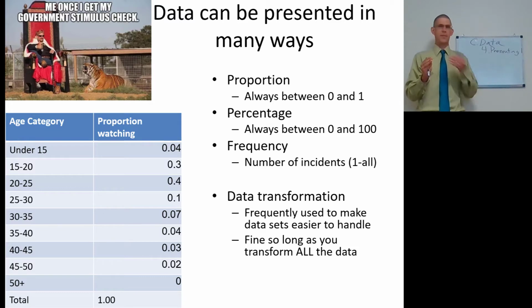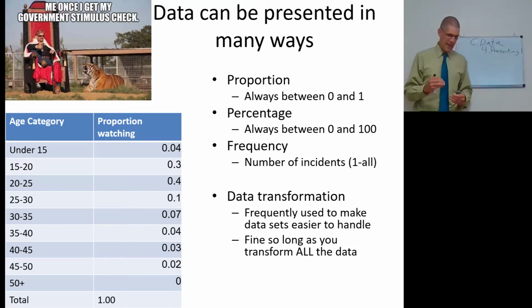So never say proportion when you mean percentage, never say percentage when you mean proportion, and never say either when you mean frequency. The frequency is just the number of incidents. If I collected 1,000 individuals and found that the most frequent age is 34, that's a frequency measurement, and I might find 359 people are age 34. That's the number of incidents. So again, proportion is between 0 and 1, percentage is 0 to 100%, and frequency is the number of incidents, the number of data points.